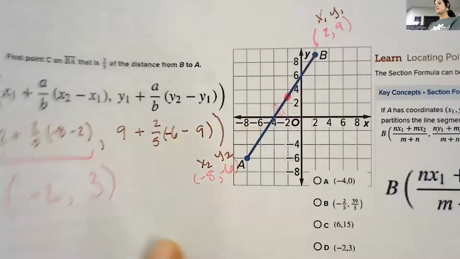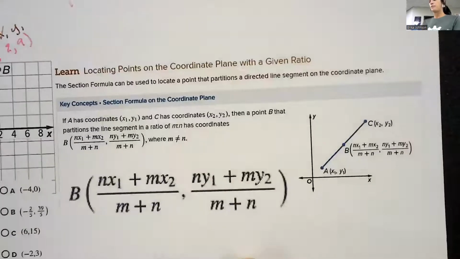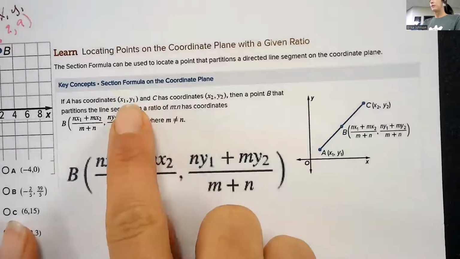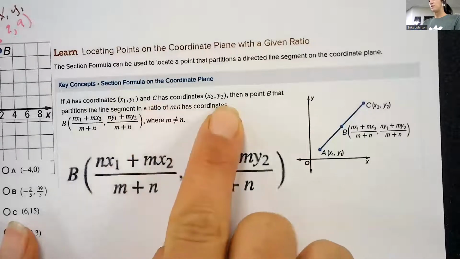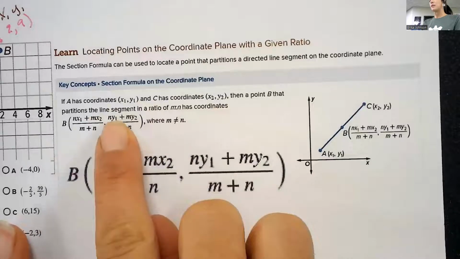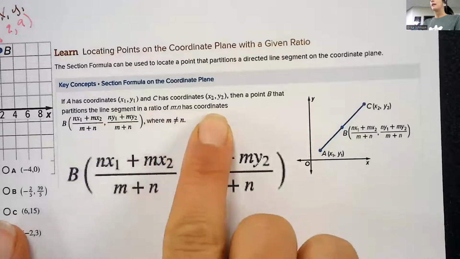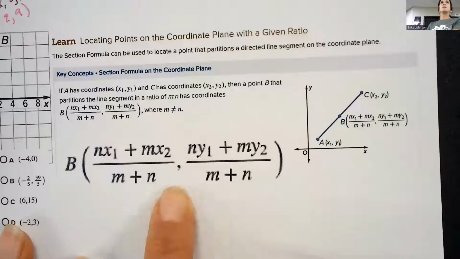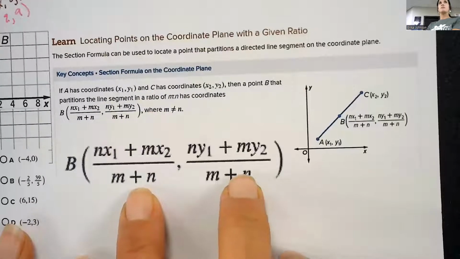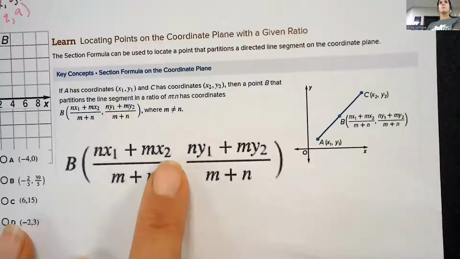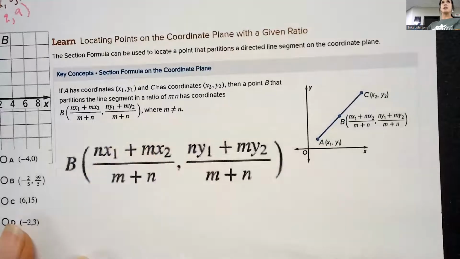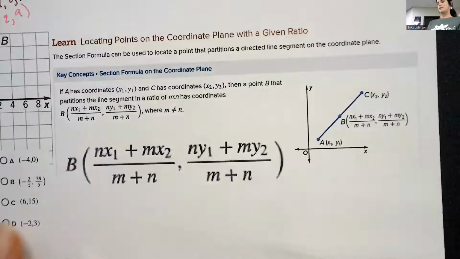All right. What if they don't give us a fraction? What if they give us a ratio? If A has coordinates x1, y1, and C has the coordinates x2, y2, then a point B that partitions the line segment in a ratio of m to n has these coordinates. Okay, now this is tricky. We have m plus n on the bottom on both. But then notice x1 and x2 are swapped around. You've got to multiply it times the other one. Okay, let's try this and we'll make sense of that.